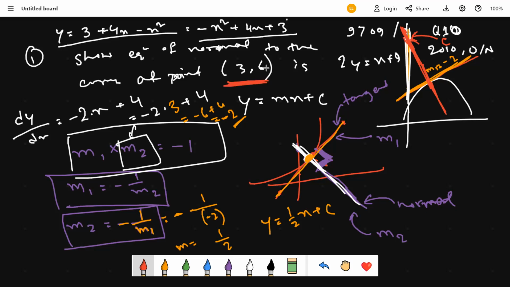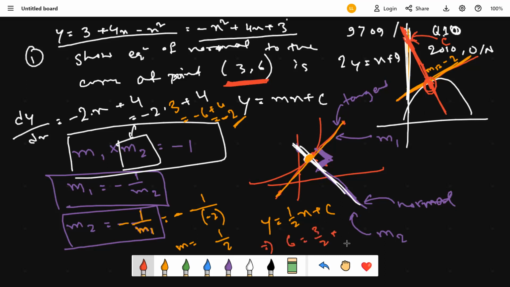Simply place that value, because that coordinate actually lies on this equation. That's what they mentioned: the normal to the curve at the point here. Since they mentioned it, the normal line actually passes through that coordinate, isn't it? So placing that coordinate, we can find the value of C.